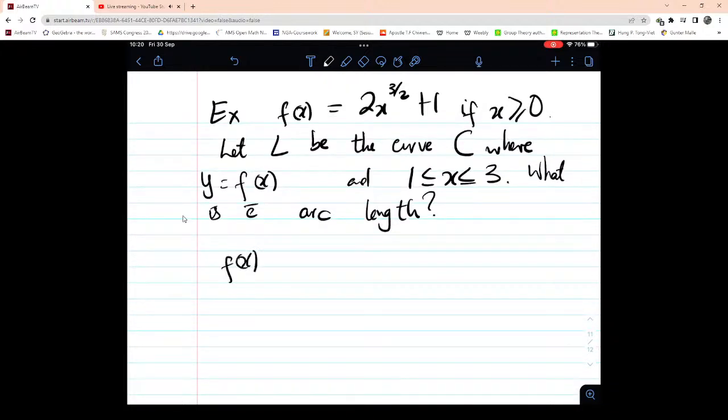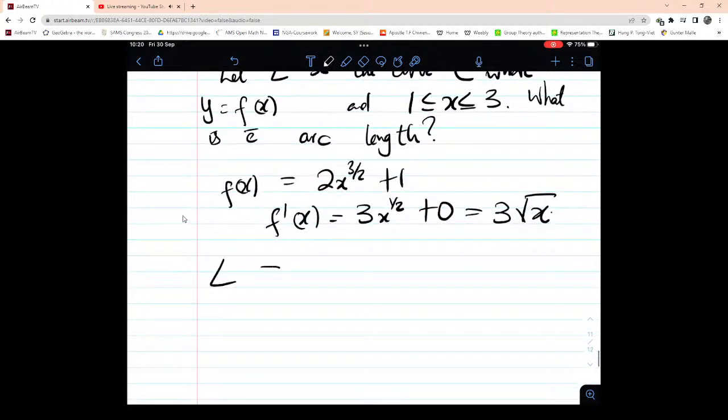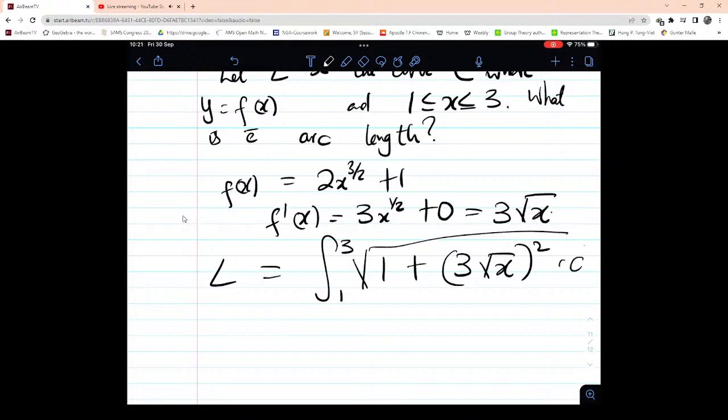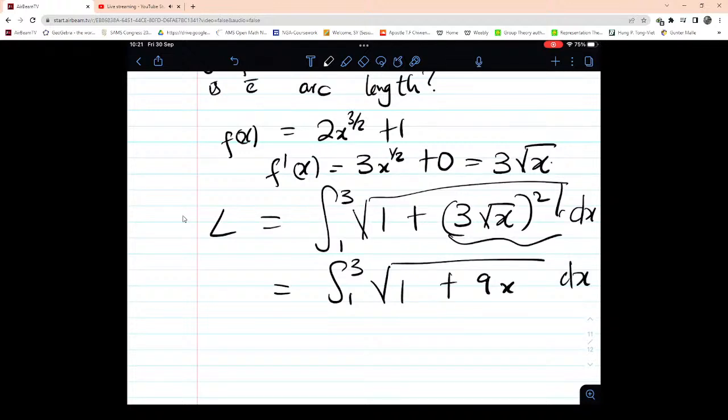We know f of x is like that. If we differentiate that, we get 3x to the half plus 0, which we can rewrite as 3 times root x. So L will be the integral from 1 to 3 of the square root of 1 plus 3 root x squared dx. If we simplify here, we get the square root of 1 plus 9x dx.